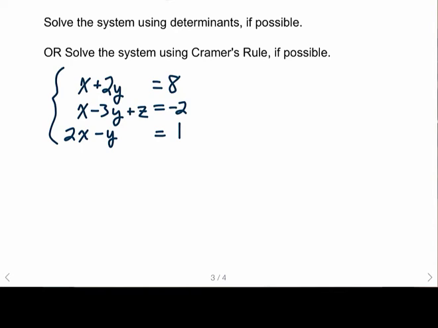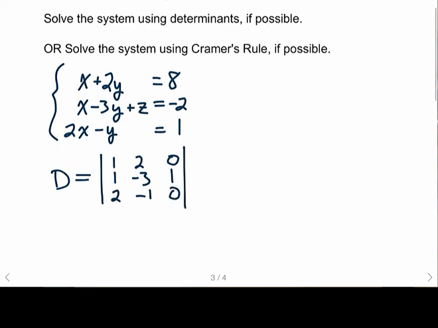Next, we have the 3x3 case. Solve the system using determinants, or Cramer's rule. Our system is x plus 2y equals 8, x minus 3y plus z equals -2, 2x minus y equals 1. The first thing we do is form our determinant d. D is going to be just the coefficient determinant. So 1, 2, 0, 1, -3, 1, 2, -1, 0.